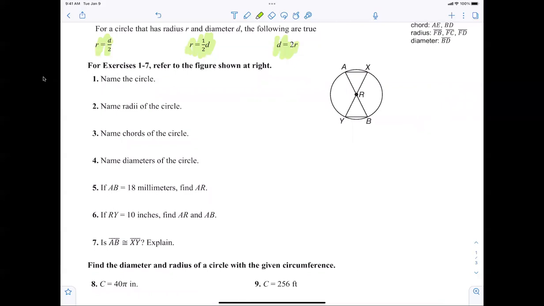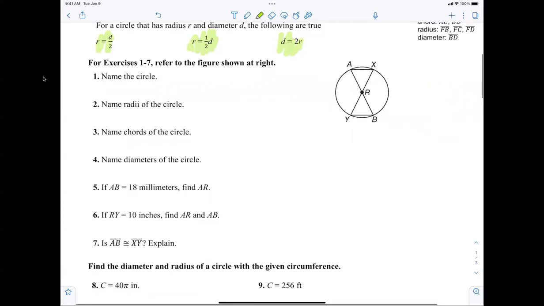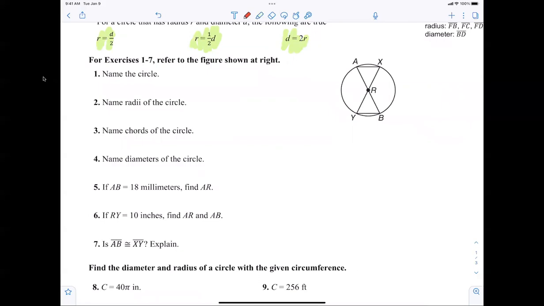For exercises 1 through 7, refer to the figure at the right. So name the circle. We would call it what? And when you name it, you're just supposed to technically draw a circle with a dot and then R. And then the radii of the circle, we could say are what? RY, RX, AR. Yes, all of those are the radii.